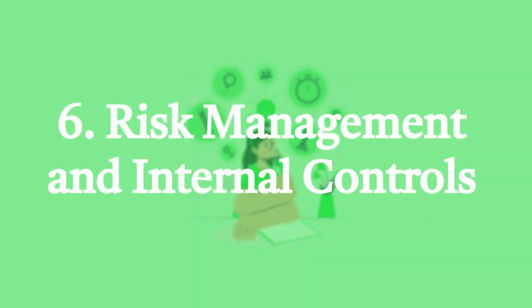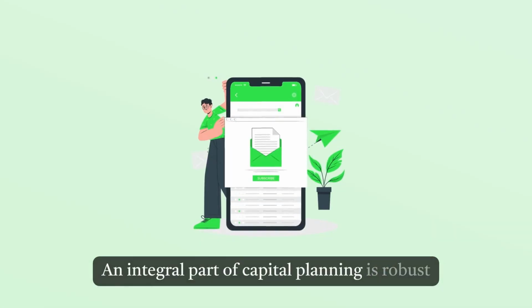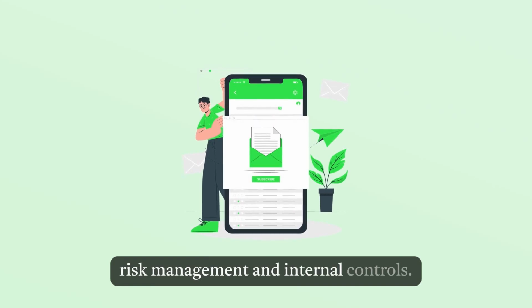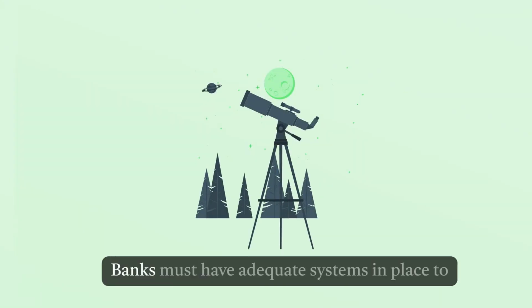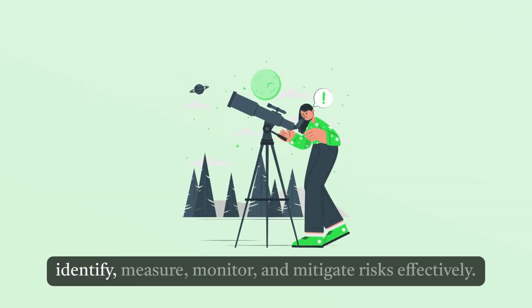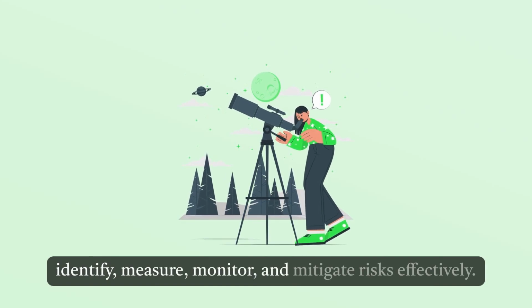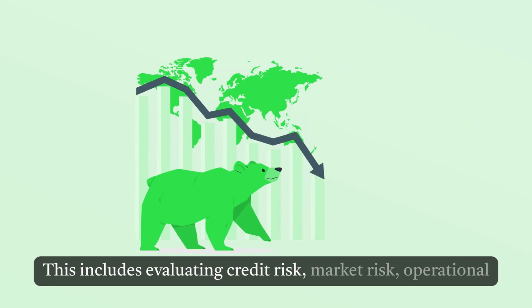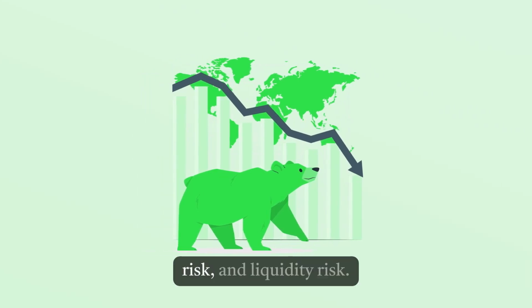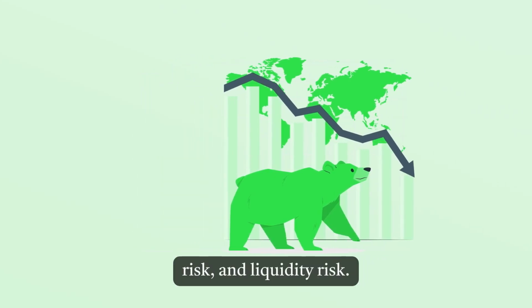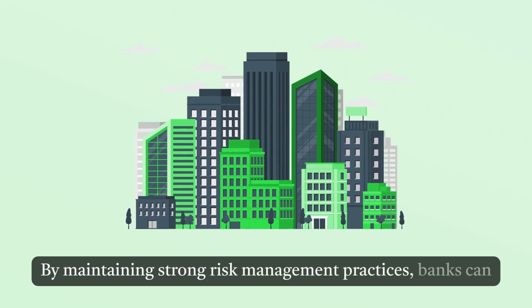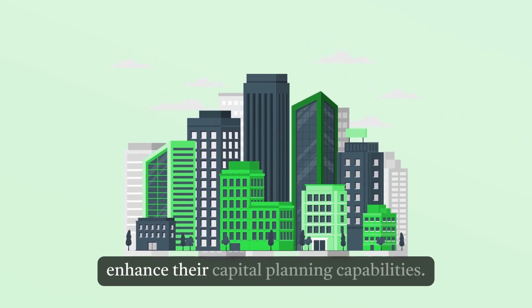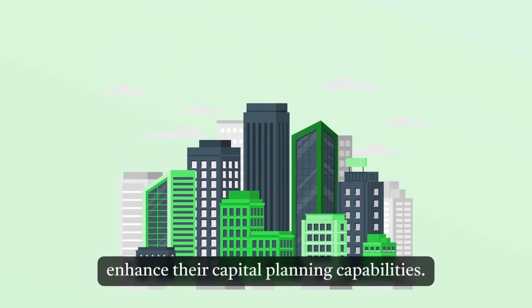6. Risk management and internal controls. An integral part of capital planning is robust risk management and internal controls. Banks must have adequate systems in place to identify, measure, monitor, and mitigate risks effectively. This includes evaluating credit risk, market risk, operational risk, and liquidity risk. By maintaining strong risk management practices, banks can enhance their capital planning capabilities.